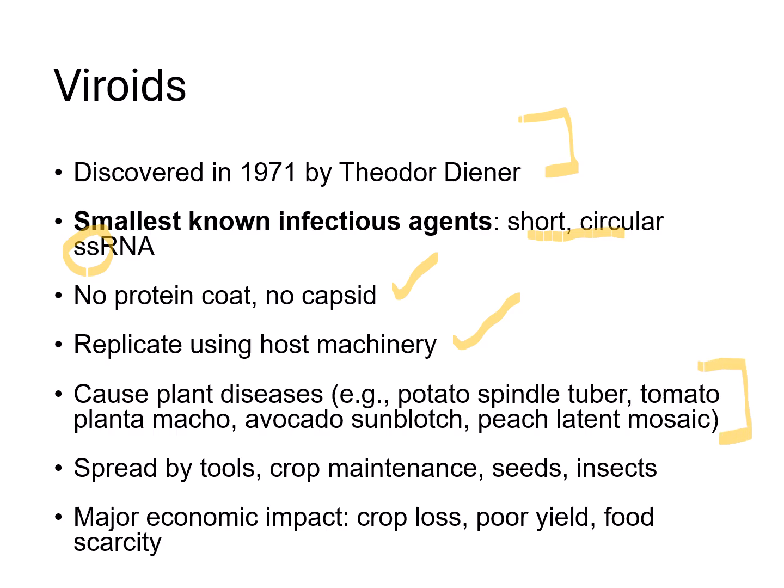potato spindle tuber, tomato plant disease, avocado plant disease, and peach latent mosaic disease, and this can also affect plums, nectarines, apricots, and cherries. Viroids spread by contaminated tools, seeds, or insects, and they can cause major agricultural losses.